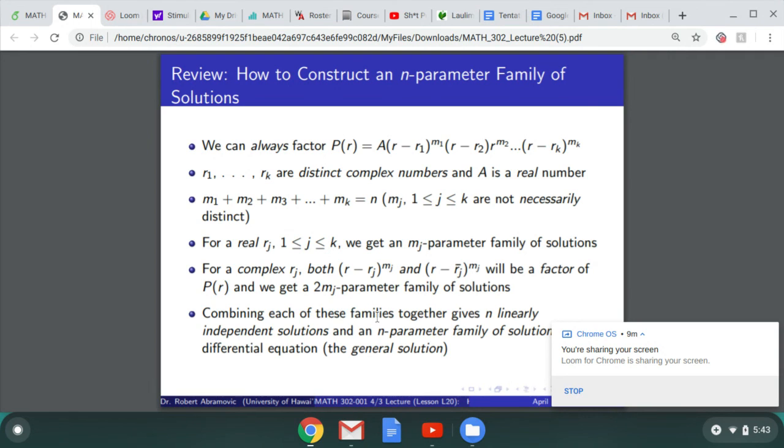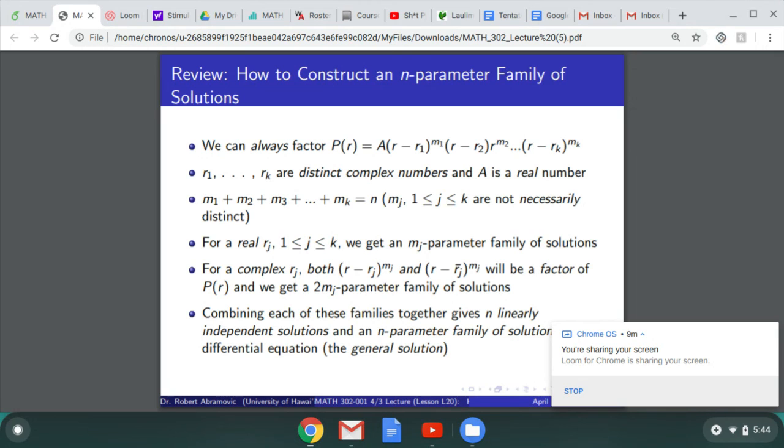And we can combine all these together. From this m1, we'll get an m1 parameter family. From this m2, we'll get an m2 parameter family, and so on and so forth. You can think of the conjugate pair as the first one giving you an mj parameter family, and this one giving you another mj parameter family, combined into a 2mj parameter family. Add all those up, you get n linearly independent solutions, as well as an n parameter family of solutions to the differential equation. Just combine those, and that's the general solution. So that's how to construct an n parameter family of solutions, regardless of what your characteristic polynomial looks like.